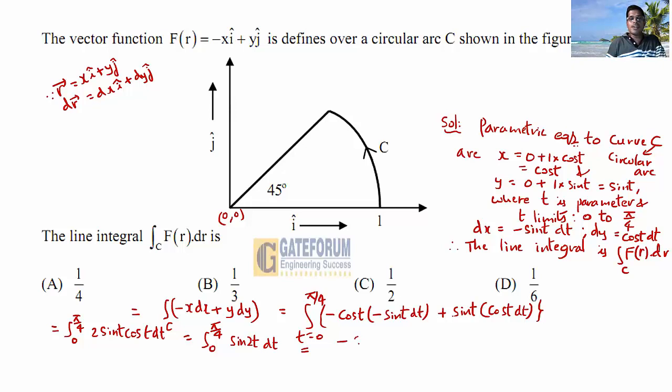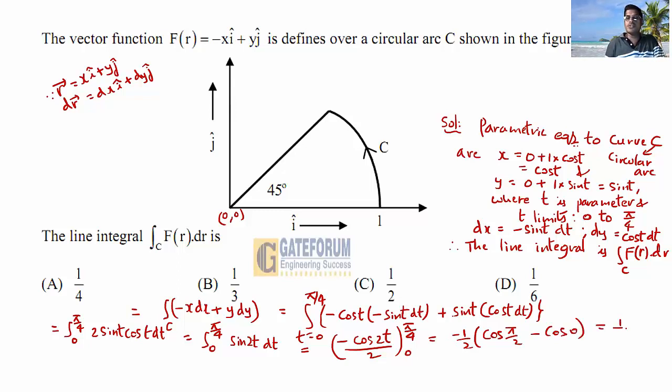The integration of sin 2t is minus cos 2t divided by 2, between the limits 0 to pi by 4. So minus 1 by 2 into cos 2 into pi by 4, that is cos pi by 2, minus cos 0. Cos 90 is 0, cos 0 is 1. So this simplifies to 1 by 2. Okay, so the answer is 1 by 2. Accordingly, the option is C. This is the end of the question.